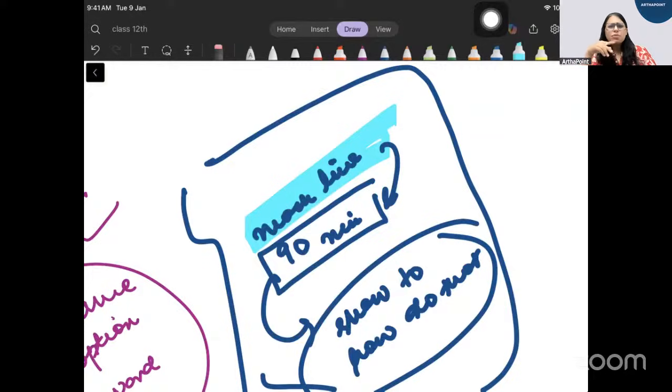Gokhale cutoff, it's not much. It goes down to 160, 170.